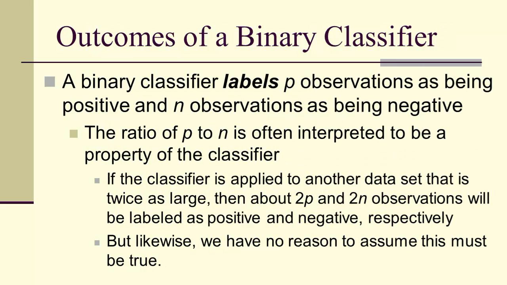Now, what does a classifier do? It labels observations as either being positive or negative. Small p is the number that are labeled positive, and small n are the ones that are labeled negative. The ratio of p to n is often interpreted to be a property of the classifier. So if we took the same classifier and applied it to a data set that's twice as large, then about 2p and 2n observations will be labeled as positive and negative, respectively. We're not assuming that has to be true, but that tends to be the way it works out.